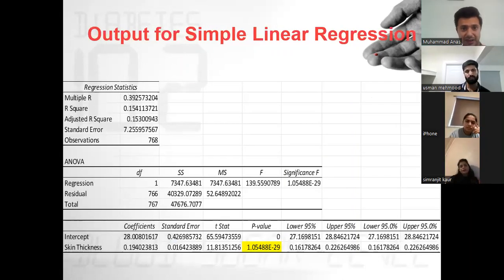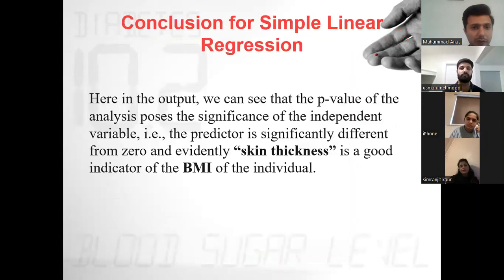So it is basically the output for the simple linear regression that we have also presented in our report as well, which we'll be submitting with the Word file. And I explained in the earlier two slides what we have done to test it. Moving on to the next slide is the conclusion for the simple linear regression.